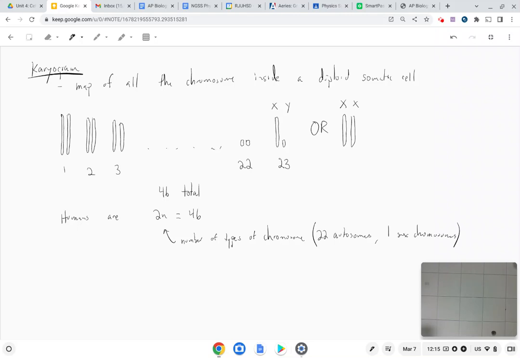We've got 2 copies of each, so we're going to have a total of 46. So this is probably kind of review. You may have forgotten some of this though, since you last learned it.